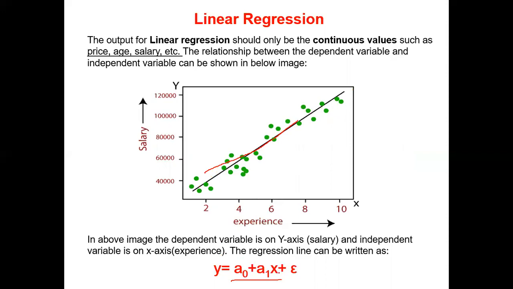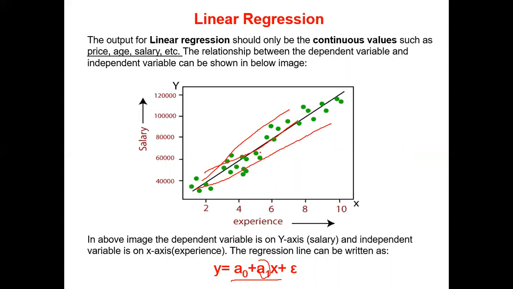The linear regression model is represented by the equation of the line. What is the equation of the line? Y equals A0 plus A1x, where A0 and A1 are the coefficients. A0 is called the intercept and A1 is called the slope of the line. By changing the slope of the line, you can change its direction, so your line can be like this or like this. It is the role of the developer of the machine learning model to find the best line which will fit the data points exactly on this straight line.